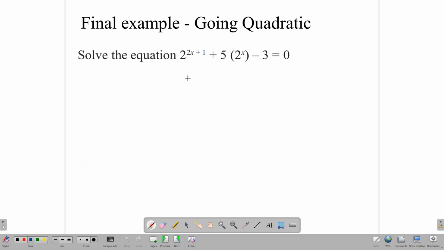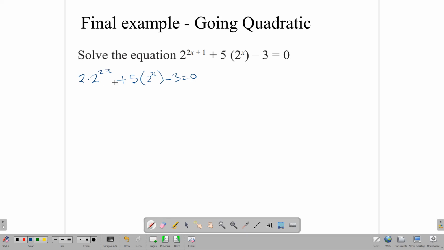Here we have one that also requires some more work. Looking at it, we see 2 to the 2x plus 1 plus 5 times 2 to the x minus 3 equals 0, which kind of looks quadratic. So we need to rewrite this equation. Now 2 to the 2x plus 1 is the same thing as 2 times 2 to the 2x, plus 5 times 2 to the x, and here we have a minus 3 equals 0.